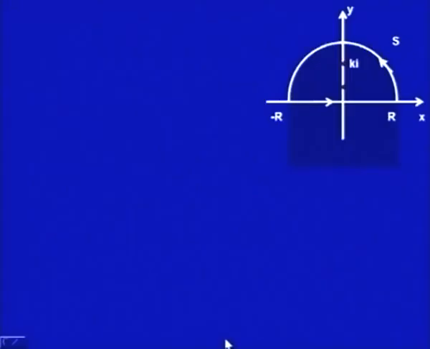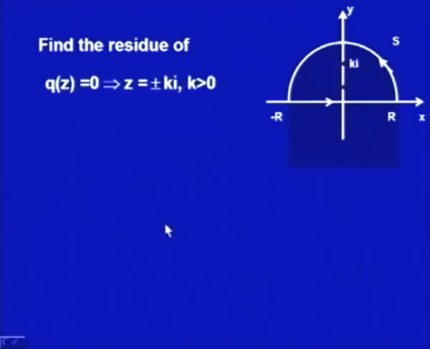So, let us see the residues. Now we have to find the residue of the function e to the power I s z upon k square plus z square. This function we will treat as p z upon q z, and the zeros of q z are z equal to plus minus k I. Here I am making one assumption, because it was k square, so whether k is positive or negative was not making an effect. Now, let us assume that k is positive.